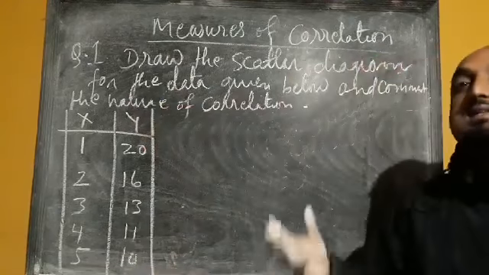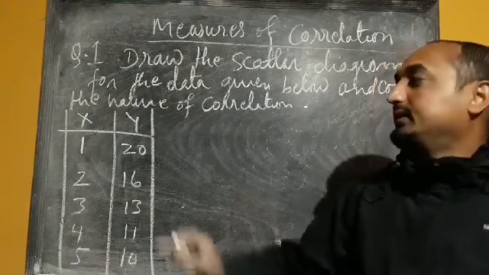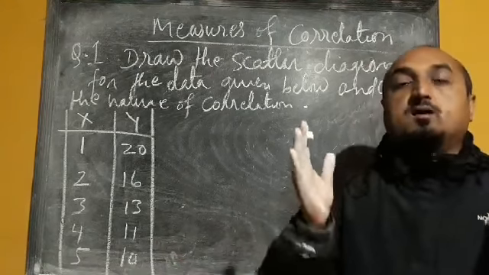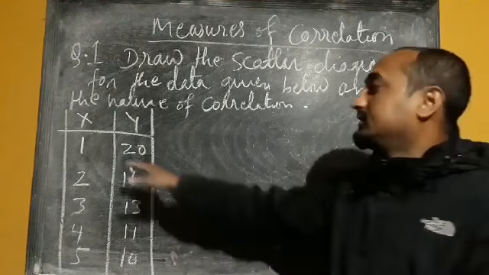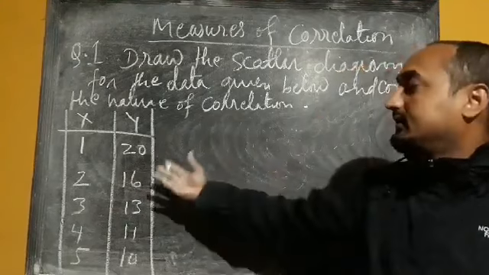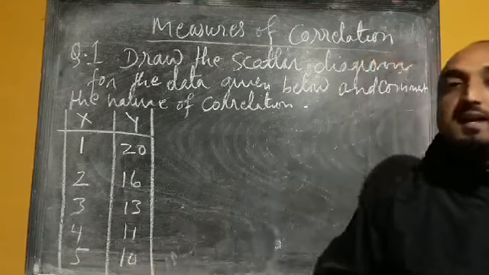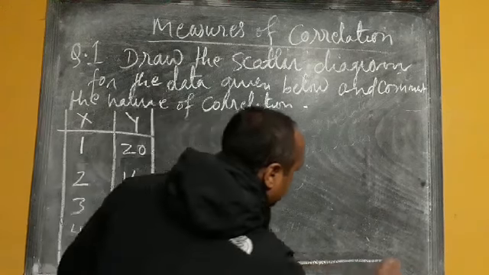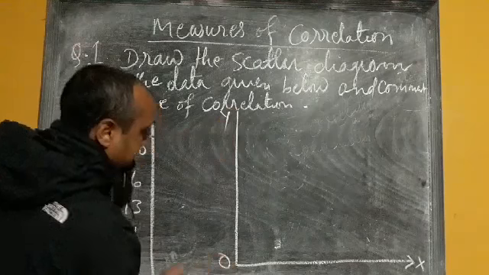So from here we can easily guess that there is a negative correlation between these two variables x and y. Now what we will do is take two axes, x and y axis, and plot the given points, and then we will determine whether the given data has positive correlation or negative correlation. So let's take two axes, x axis and y axis.